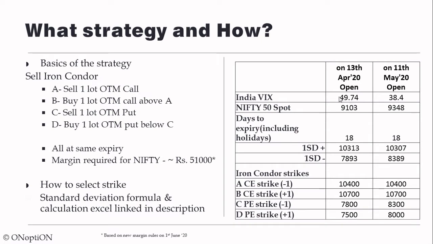To calculate, you need India VIX on the particular date when you want to take an entry, the Nifty spot price, and also the number of days to expiry. If you have these three data, you can arrive at the standard deviation, and then choose the closest strikes to build your Iron Condor strategy. So this is sample data. You can see more details in the Excel given in the description of this video.